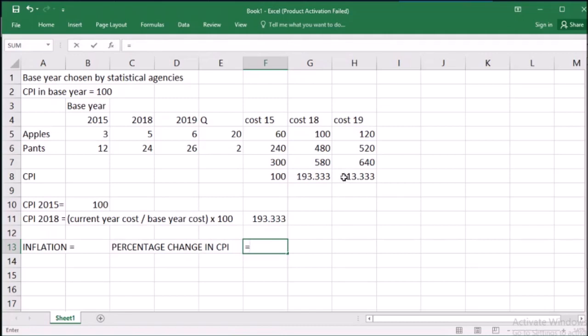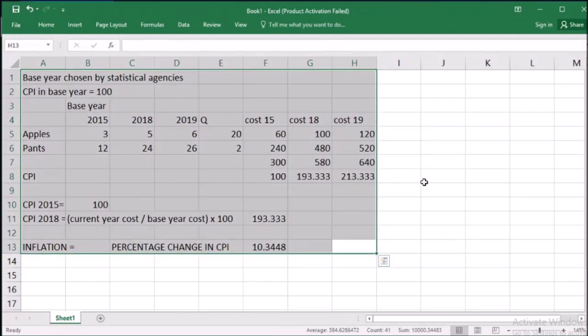And lastly, to calculate inflation during 2019, inflation is equal to the percentage change in CPI. For percentage change, we take the current year minus the previous year, all divided by the value in the previous year, and all multiplied by 100%. So that's 10.3% inflation. There you go, a quick explanation of inflation, price levels, the indices that we use to measure inflation, and how we calculate all those values related to these concepts.